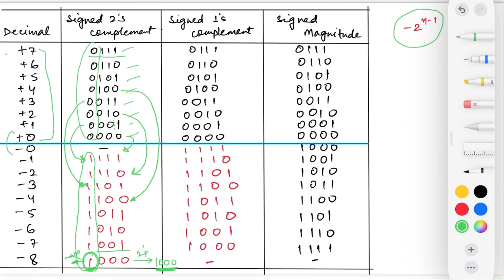Why are you taking 2's complement? To get the magnitude of this number. So when you check the magnitude by taking 2's complement, you get 8. So you can tell this is 8 but not plus 8. It is minus 8 because the sign bit is negative.